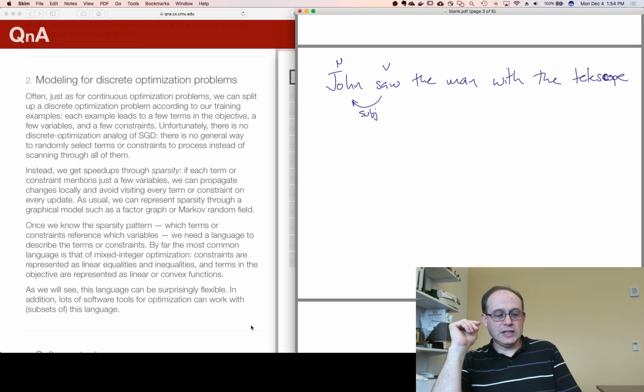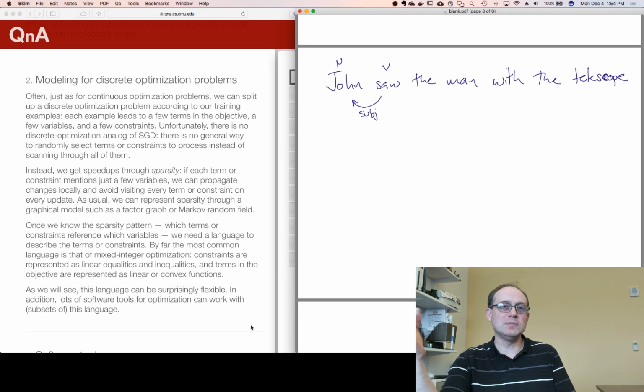And unfortunately, there's no analog of stochastic gradient descent. For almost any continuous optimization problem, stochastic gradient descent may not be the best way to solve it, but it's a halfway reasonable way to solve it. There's not really a corresponding jackknife algorithm for discrete problems. However, if we had to come up with a general tool, it would be the language of mixed integer optimization, and we'll describe that in a sec.